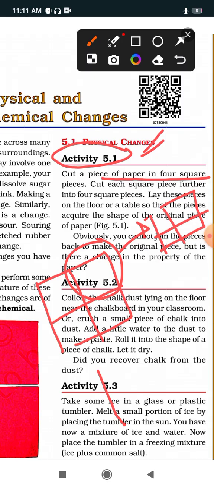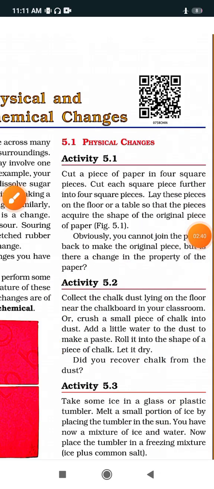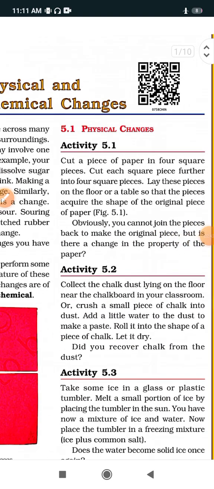फर्स्ट हम पेपर को कट करेंगे 4 पीसेस में. अब एक स्क्वायर को कट करेंगे 4 पीसेस में. अब उसी पेपर के पीसेस को ले डाउन ऐसे तरीके से करेंगे ताकि हमें ओरिजिनल पीस मिल जाए. ठीक है. Now it is given, is there a change in the property of paper? Now, are there any changes in the property of paper or not?